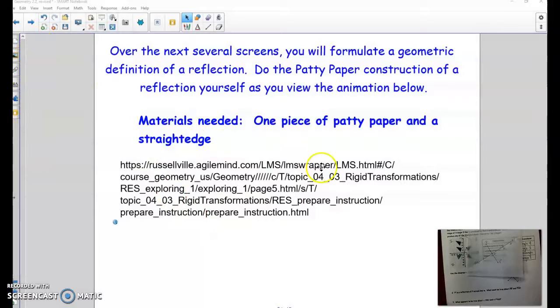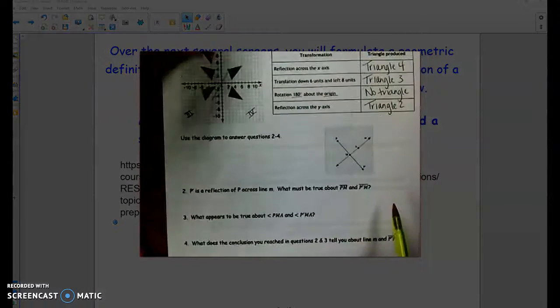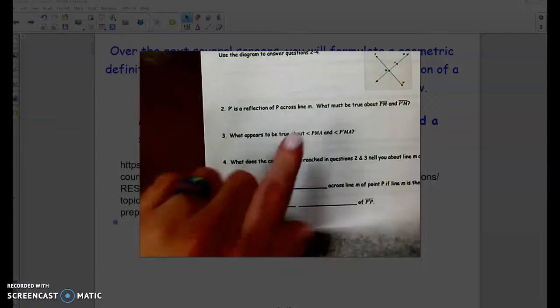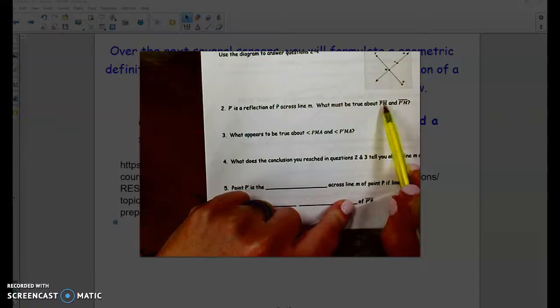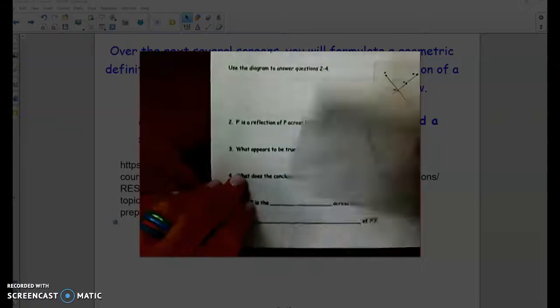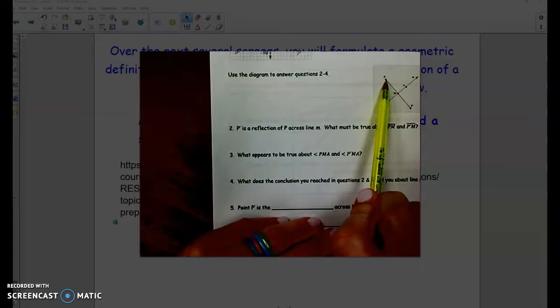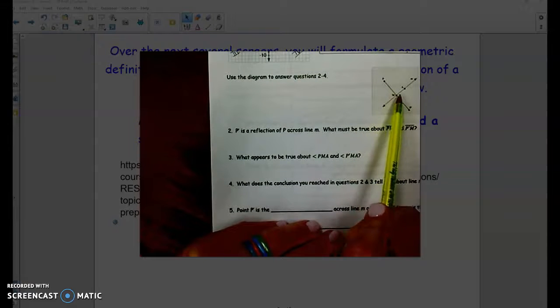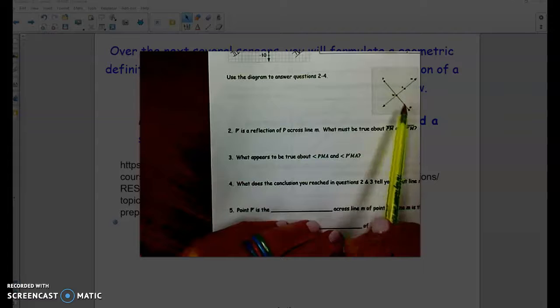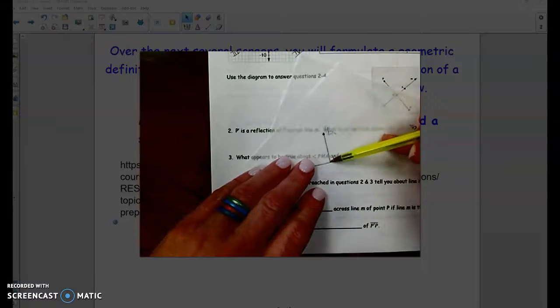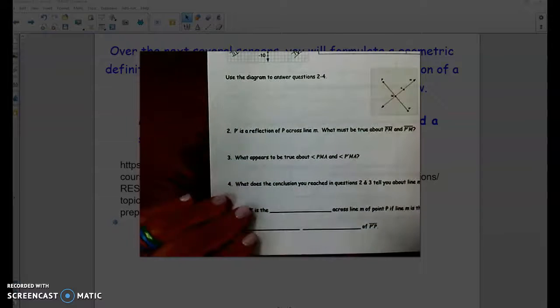So you can see I'll just keep this up here and we'll answer the questions here. It says on number 2 that P prime is a reflection of P across line M. What must be true about segment PM and segment P prime M? So it's wanting to know, and I can just use this picture here as well, what has to be true about this segment, P to M, and this segment, M to P prime. Well, since it's a reflection, and I can verify this with my fold, you can tell those 2 segments are right on top of each other, which means they have to be congruent to each other.